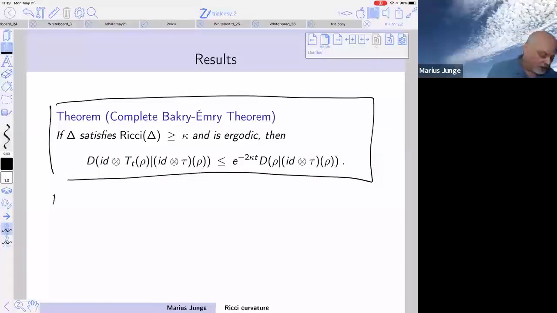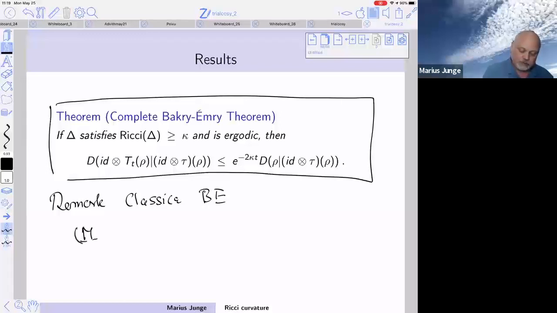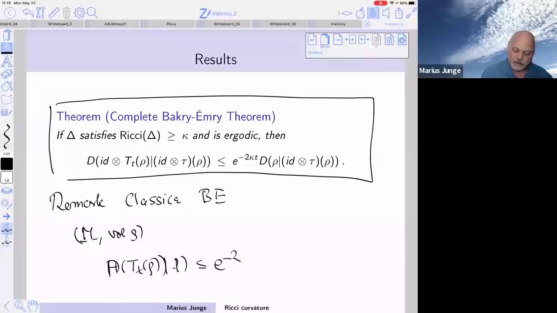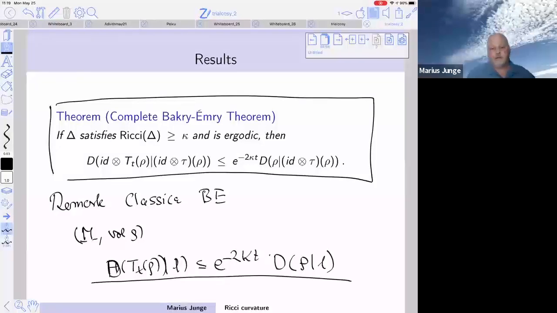So let me make some remarks so that we have an understanding of what's going on. The classical Bakry-Émery theorem stated this for a manifold with a volume and a metric g. And then they proved that the relative entropy of T_t rho given 1 goes like e to the minus 2 kappa t times the entropy of the original state given 1. So this is some kind of entropy estimate. But what I should mention is that their proof will not even work for matrix-valued functions.